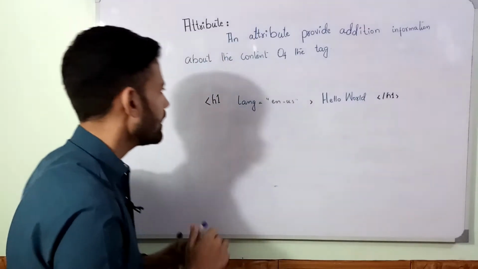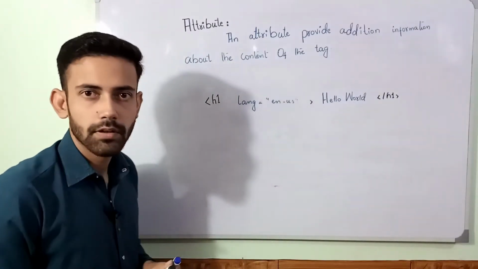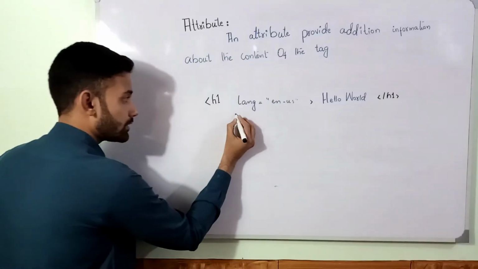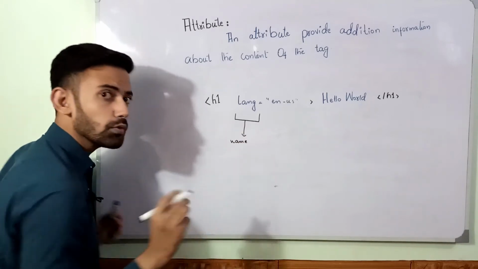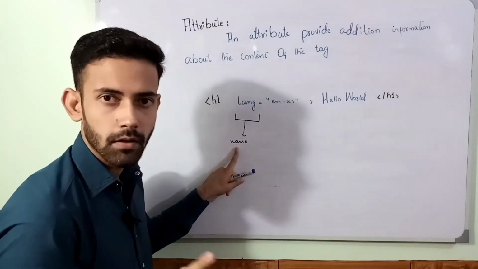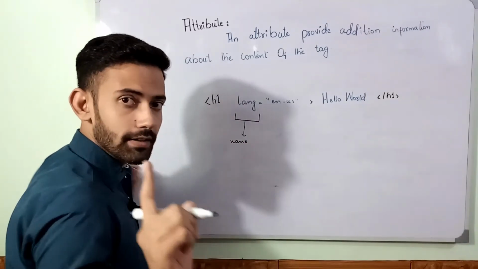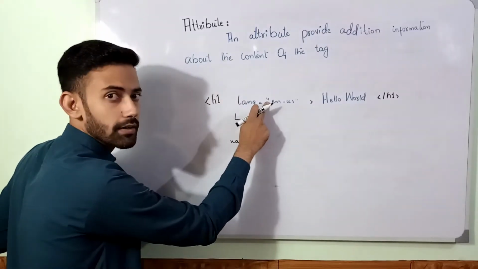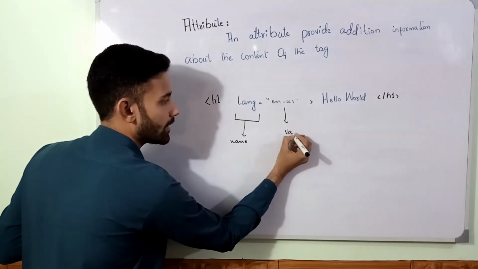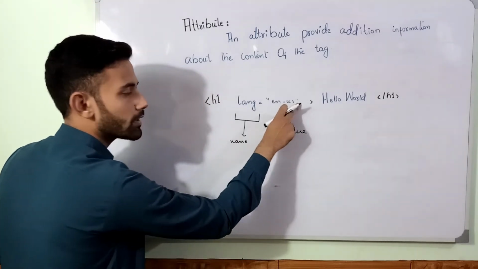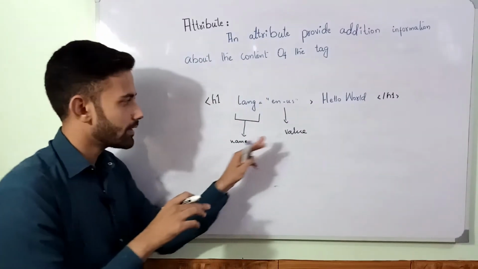Now the next thing is, how are you going to write an attribute? I can write an attribute in a simple way. This part is known as the name of the attribute. You always need to specify the name first, then you need to write this equal sign. Once you write the equal sign, you need to write the inverted commas. Then you write this thing, which is known as the value, and then the inverted commas are closed. Is that clear? So one thing is the name and the second thing is the value.